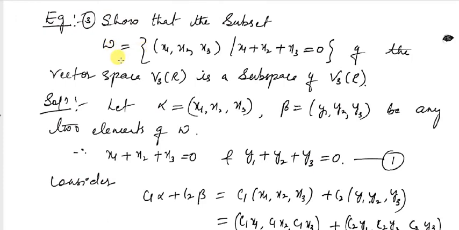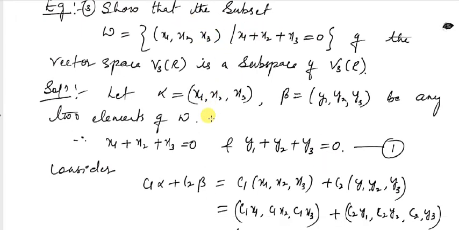So how is W defined? For all ordered triplets x1, x2, x3 such that x1 plus x2 plus x3 is equal to 0. As usual, let me consider two elements of W in the form alpha = x1, x2, x3 and beta = y1, y2, y3. Alpha and beta are elements of W, so that their sums are 0. In the same way as the set is defined, we have to consider the elements.